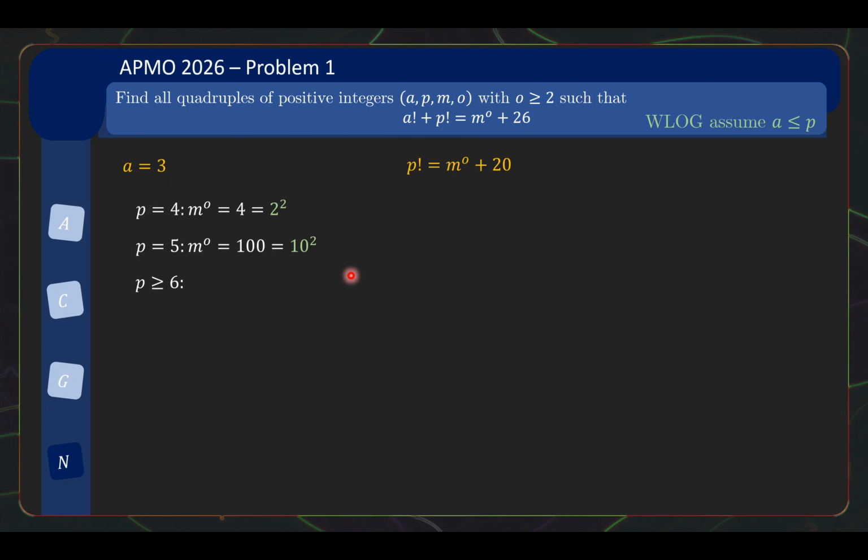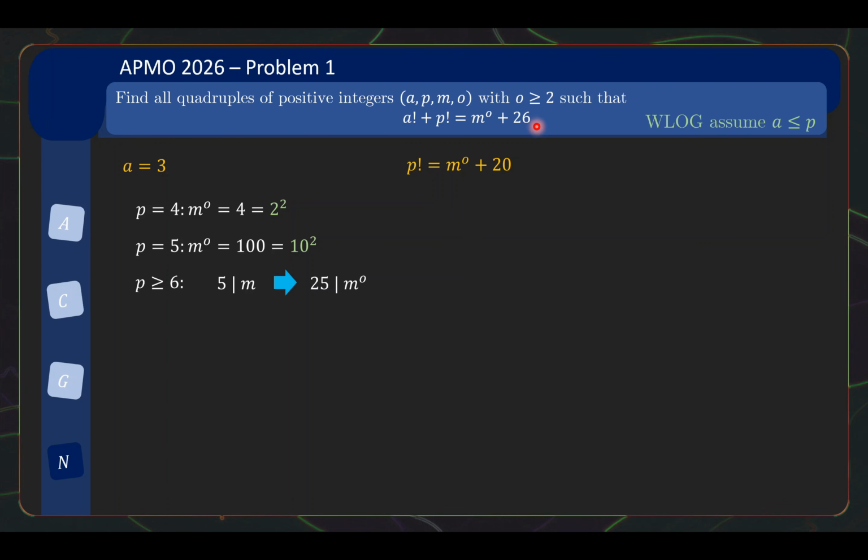Okay, then how about P greater than or equal to 6? This is where we want to use the trick that we saw in the previous slide. So to do that, you notice this is divisible by 5, right? So let's think about analyzing that using 5 as the factor. Okay, so P factorial, P bigger than or equal to 6, so 5 is inside here. So this is divisible by 5. 20 is divisible by 5. So M is divisible by 5.